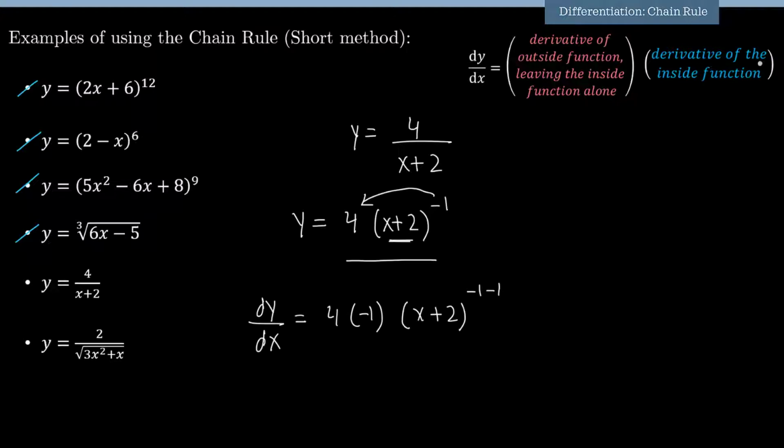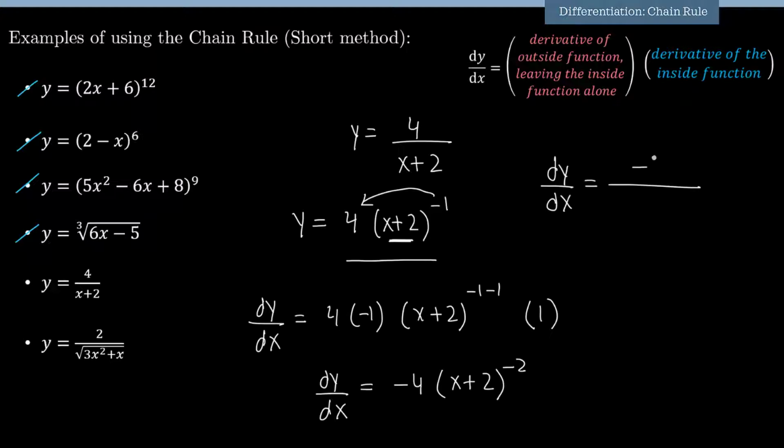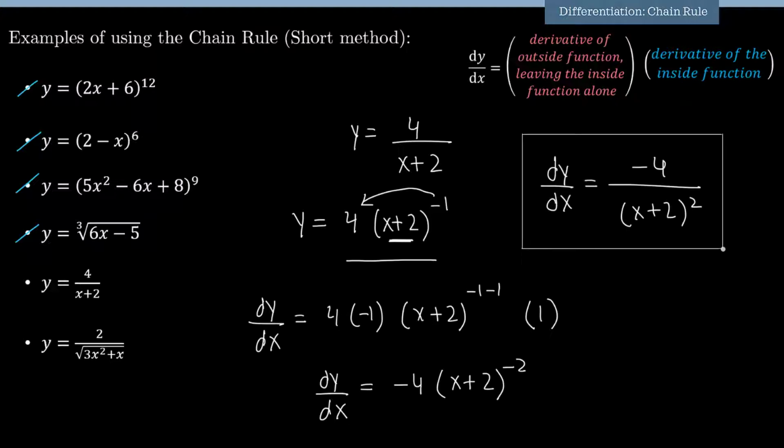Now I am going to take the derivative of the inside function. The inside function is this x plus 2, so the derivative of this is going to be 1. And this gives me dy/dx is equal to negative 4 times (x plus 2) raised to the power of minus 2. I can rewrite this as dy/dx is equal to negative 4 divided by (x plus 2) whole squared. This is my answer to the fifth question.